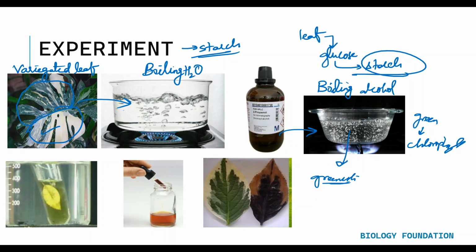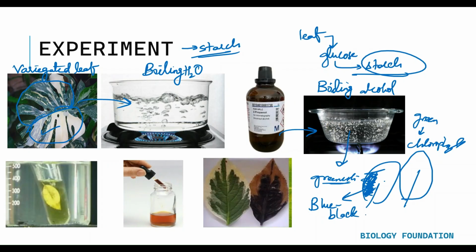Now what you do is add iodine to the leaf. Initially the leaf was green in color here and white on the other side. Now when you place it in alcohol, the complete leaf is transparent. Now add a few drops of iodine to the entire leaf. Wait for 5 minutes and observe the leaf. What happens is the portion where the leaf is green in color, that portion you can see a blue black color upon addition of iodine.